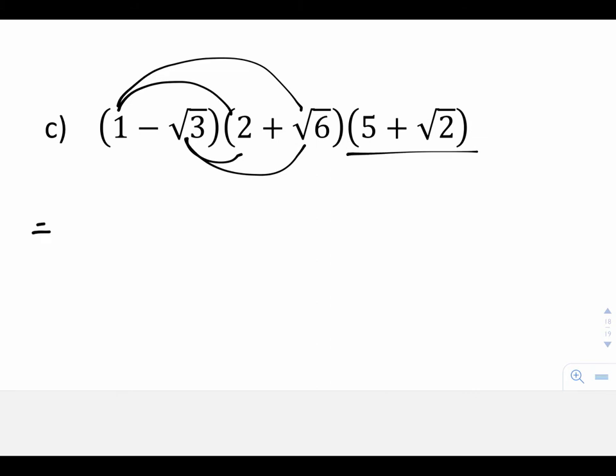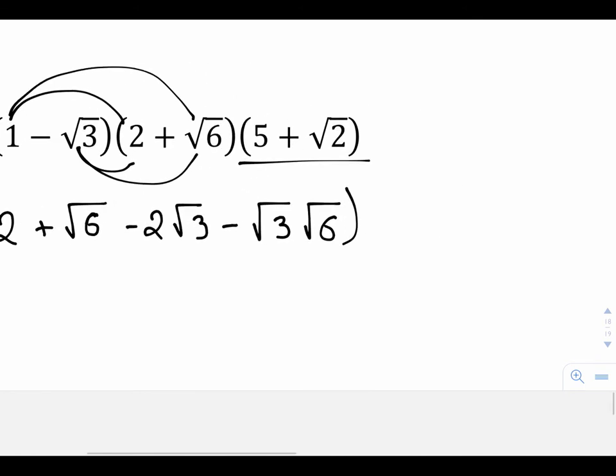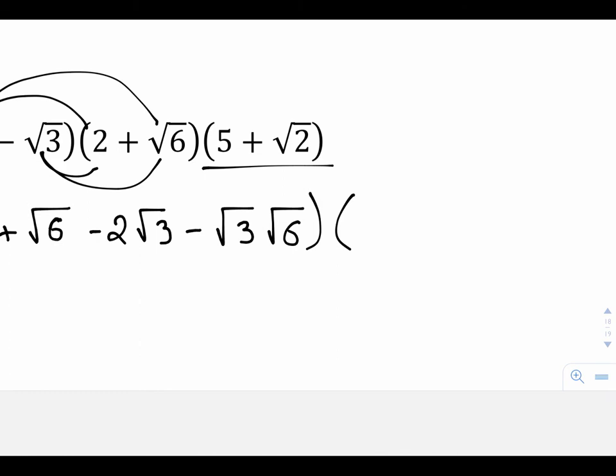So my first expansion is 2 plus root 6 minus 2 root 3 minus root 3 root 6. Close bracket, and then all this stuff in the second bracket, I'm going to just copy it down.